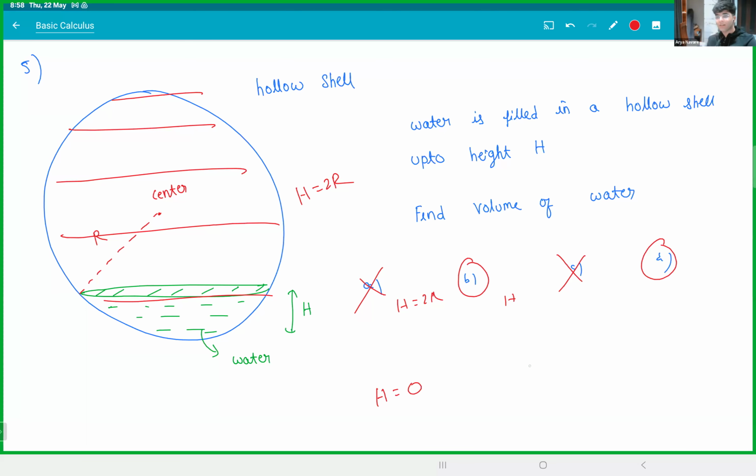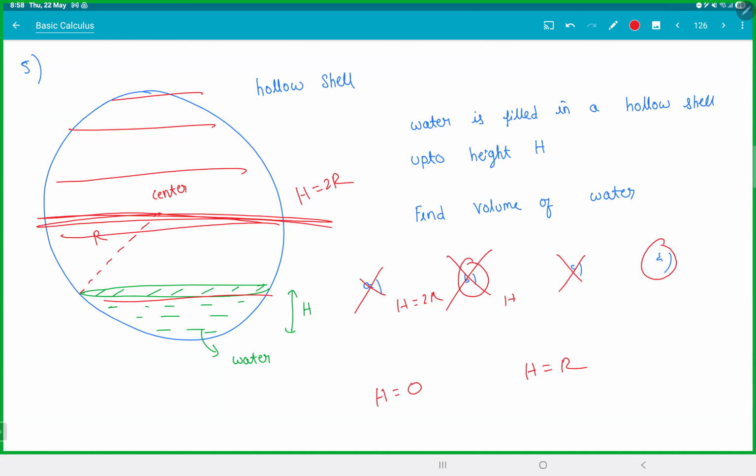Half. You can put half. If I put H is equal to R, it will be half filled. Then what should be the answer? 2 by 3 pi r cube. If it is a mains exam, 3 options will get eliminated. In the advanced exam, you'll still be stuck with 2 options.